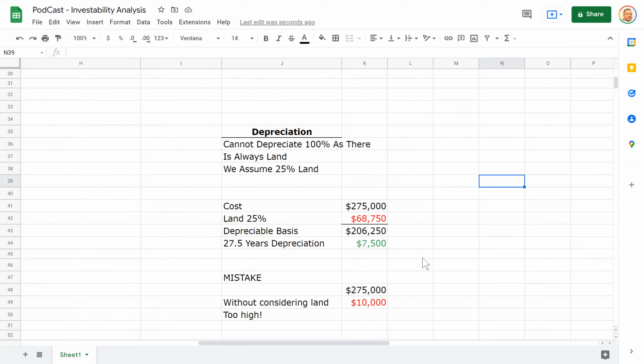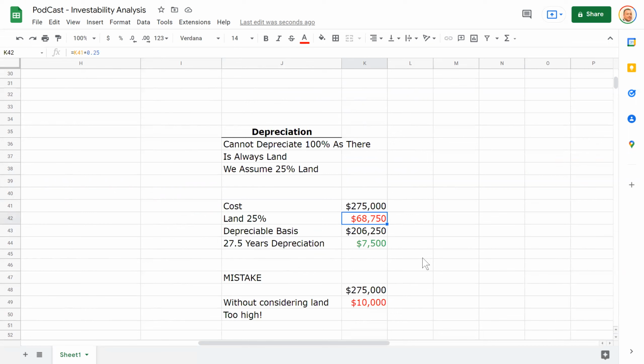We can't do that. So when you first buy a property, we need to analyze what the total land is and what the total building is, the total building portion. So right now, we always assume 25% is land. So going with our original facts here, we have $275,000 was our cost. I take out 25% as land, and our depreciable basis is $206,250.